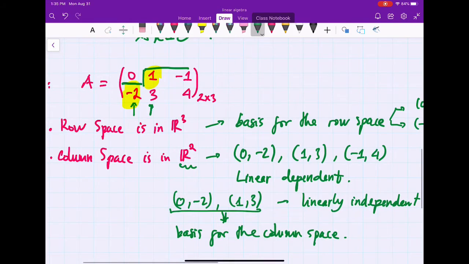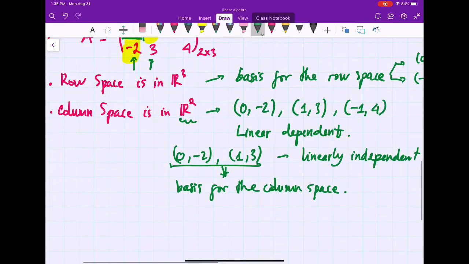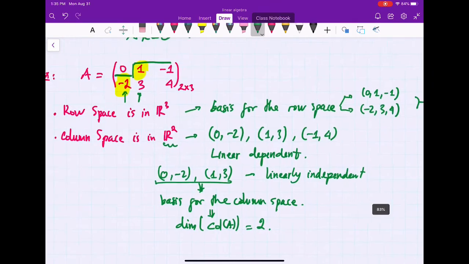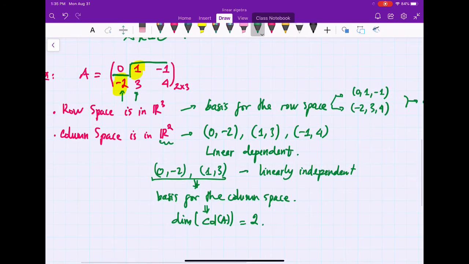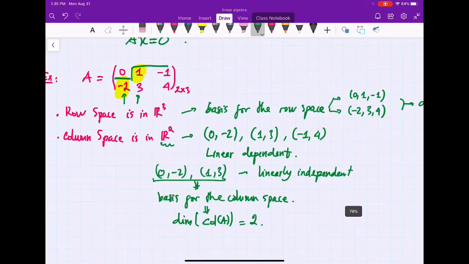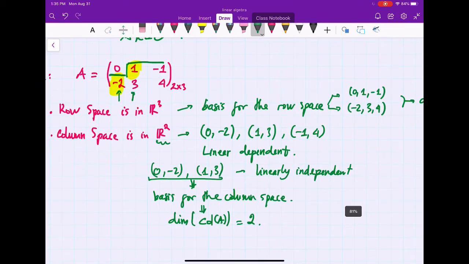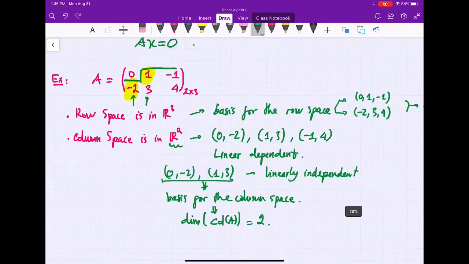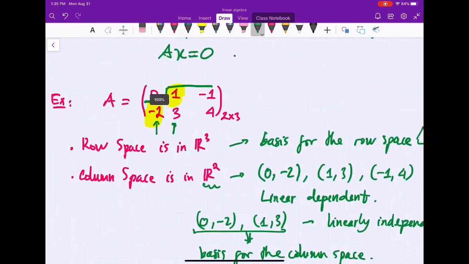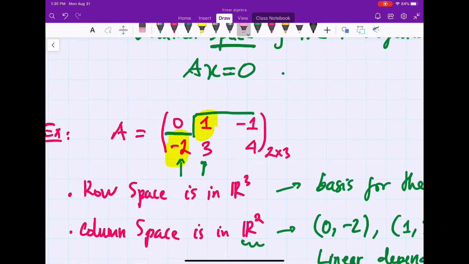All right, so I think we are done with the row space and column space. And of course, from here we have the dimension of the column space of A equal to 2. You can see the dimension of the column space and the row space are the same. Is that correct? It's equal to 2. Actually, this comes from here.